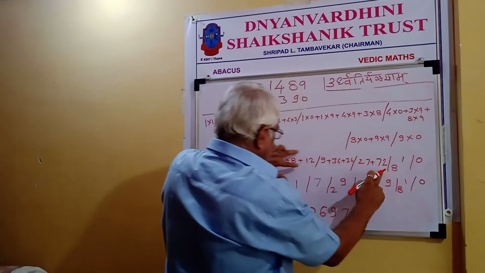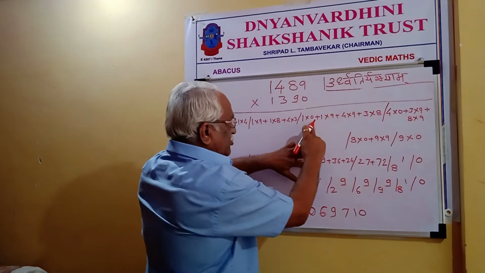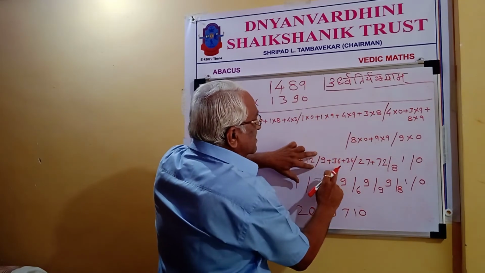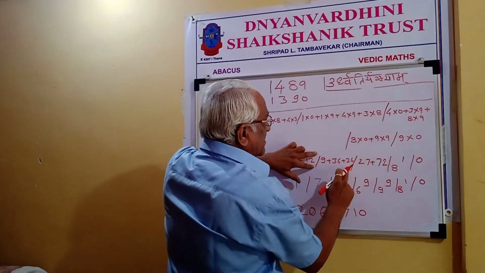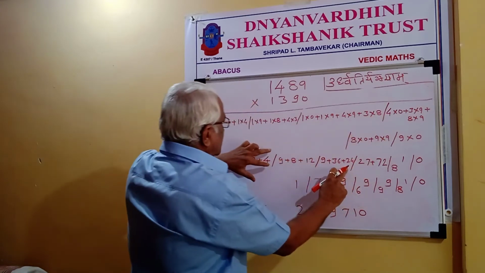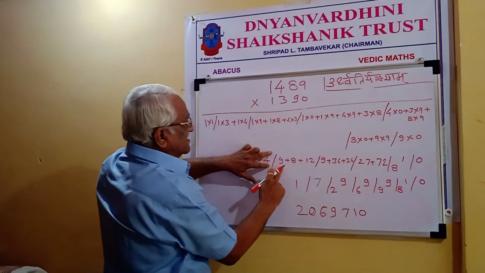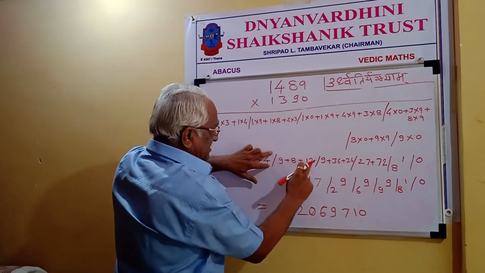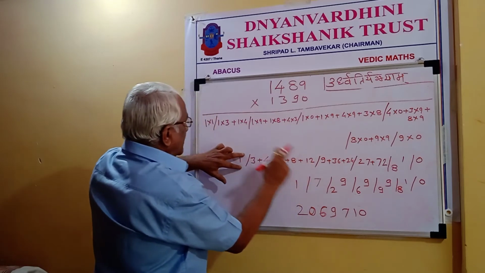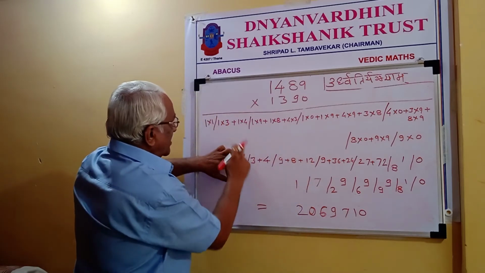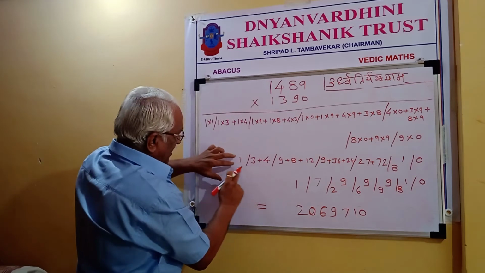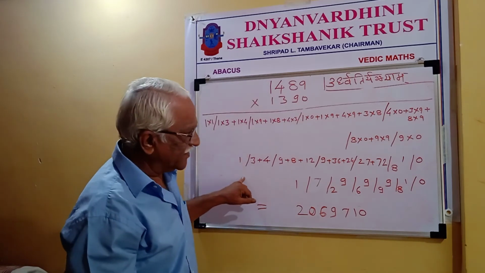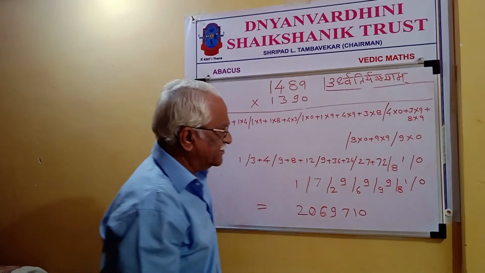Right? Again, 1 into 0, 0. 1 into 9, 9. 4 into 9, 36. 3 into 8, 24. Again, 1 into 9, 9. 1 into 8, 8. 4 into 3, 12. Right? Then 1 into 3, 3. 1 into 4, 4. And again 1 into 1, 1. Clear here? Now we will go to the next step.